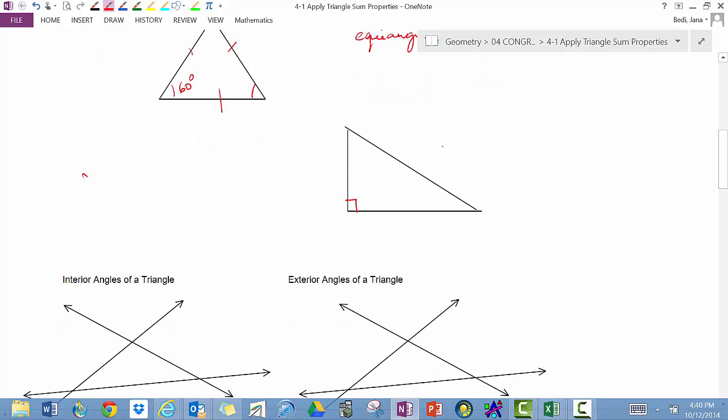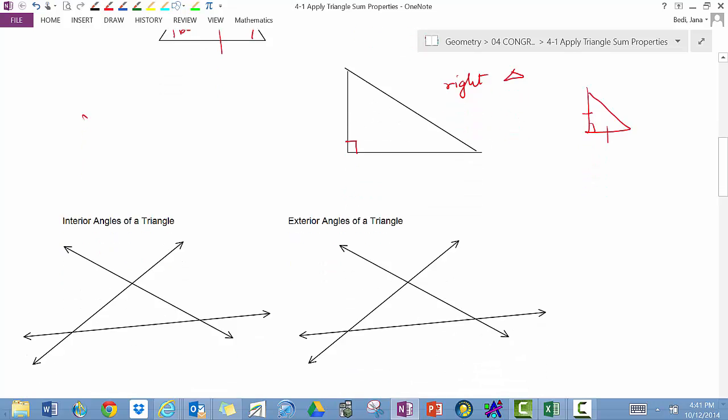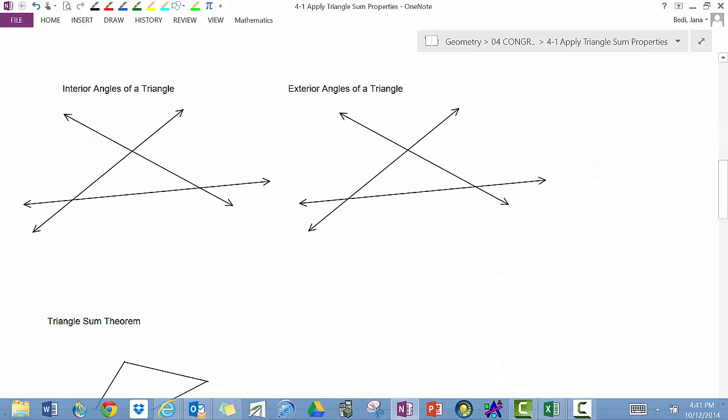We have a triangle which is a right triangle. A right triangle cannot be acute or obtuse because it's a right triangle. A right triangle can be scalene or it can be isosceles. For example, if I have a triangle like this, that's right, and these two legs are congruent, then it's right isosceles. In a triangle, it is useful to label the angles as being in the interior or the exterior.